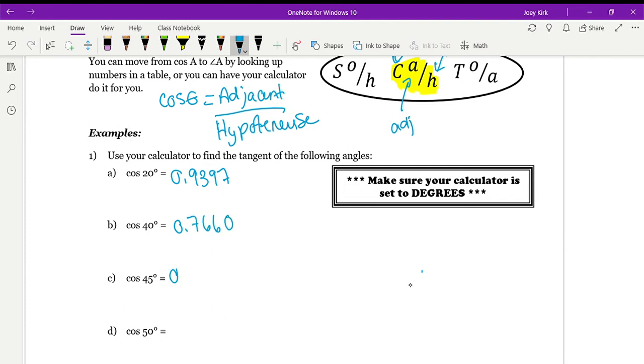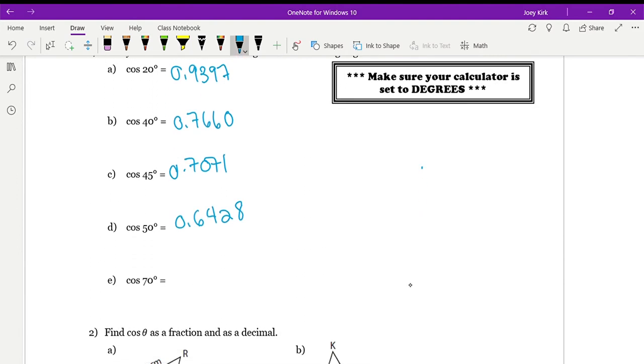But you guys try and figure the rest of these out yourself, and then you can check your answers, but you definitely need to practice, okay?